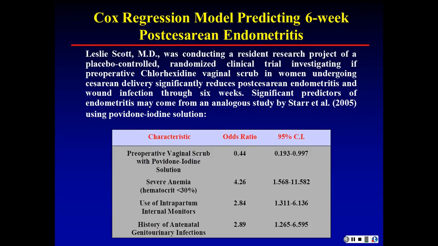All right, here's an example for Cox regression. Dr. Miles was actually her advisor on this project, and Leslie was conducting a project where she'd have, this was like a randomized clinical trial, placebo-controlled. She wanted to know if preoperative chlorhexidine vaginal scrub in women undergoing a C-section significantly reduced the rate of post-cesarean endometritis and wound infection through 6 weeks. Most of the endometritis, I'm betting, would probably come out in the first week. Wound infection would take longer through 6 weeks.